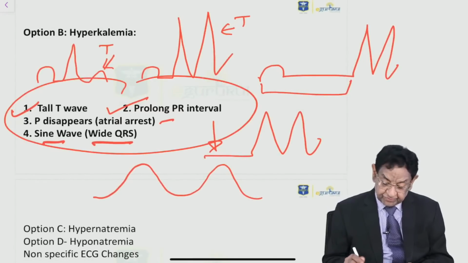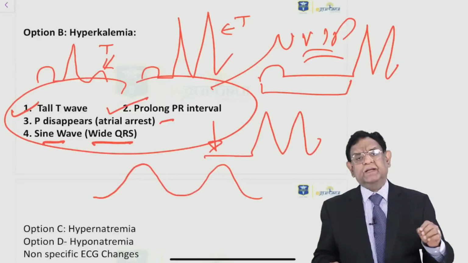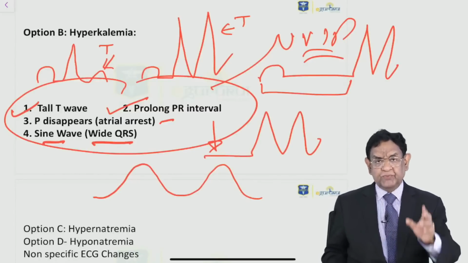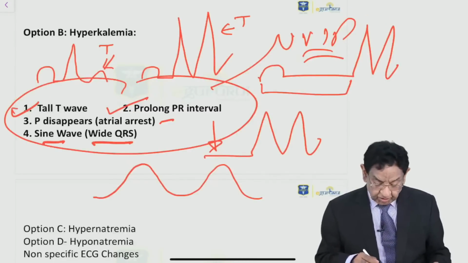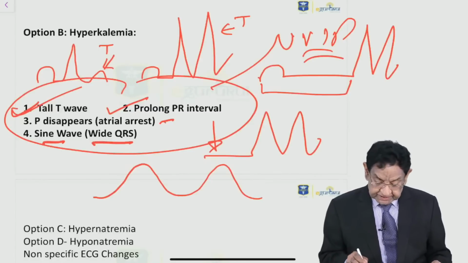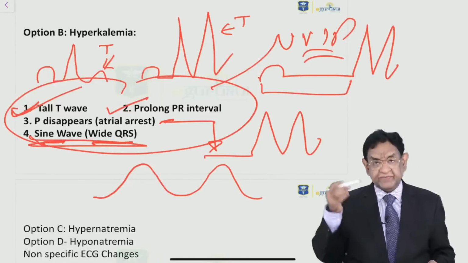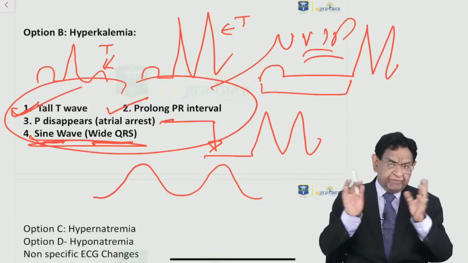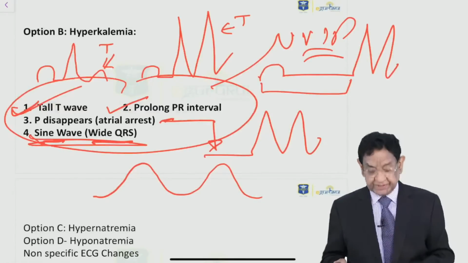This is a VVIP topic. Almost every alternate year this question comes. What do they ask? What is the earliest finding? Tall T wave. In which electrolyte imbalance does the P wave disappear or atrial arrest occur? In which condition is the sine wave seen? What is the correct sequence of abnormalities? The question can be asked in different ways, but it's a very, very important question.